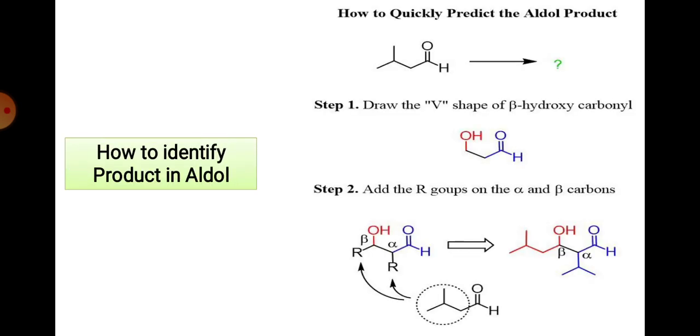How to identify the product in aldol? Very simple. Condensation reaction means the loss of water from these two molecules. You can just combine them and make the double bond, and draw the V shape of the beta hydroxy like this one. After adding these two carbonyl functions, you get this beta hydroxy. You can make it in V shape, and identify the R groups from that, so you can easily pick the starting materials in aldol by just looking at the product.